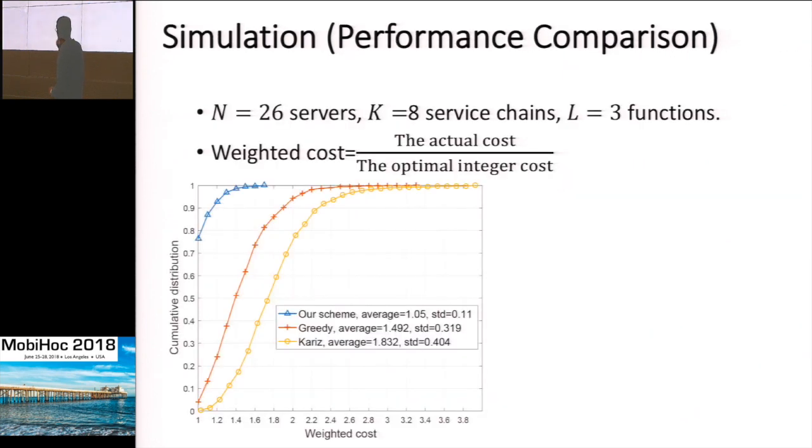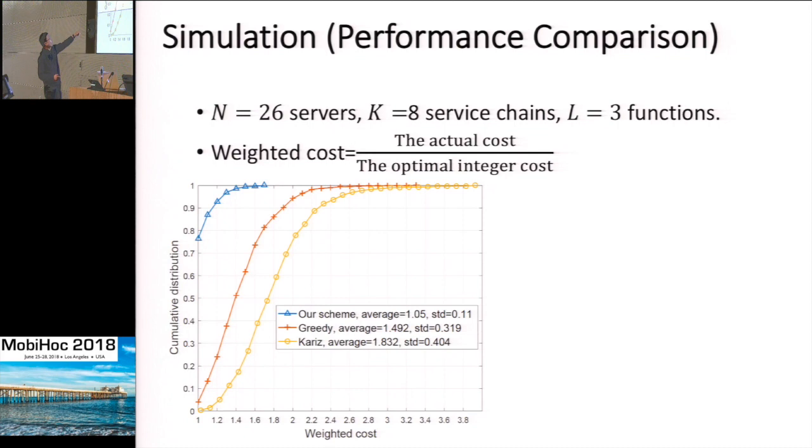Lastly, about this one, again, I have 26 servers. Each service chain has 3 functions. And I want to use what I call the weighted cost, which is the actual cost of our algorithm divided by the optimal integer cost. That means we do an exhaustive search to find the optimal integer cost. So the best we can do, obviously, is 1. Usually the actual cost is higher than the optimal cost, so the weighted cost can be greater than 1. This figure plots the weighted cost. The minimum obviously is 1. The y-axis is the cumulative distribution. The blue line here is our scheme.